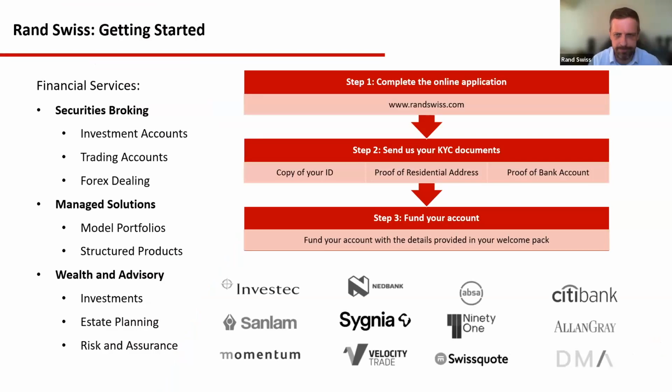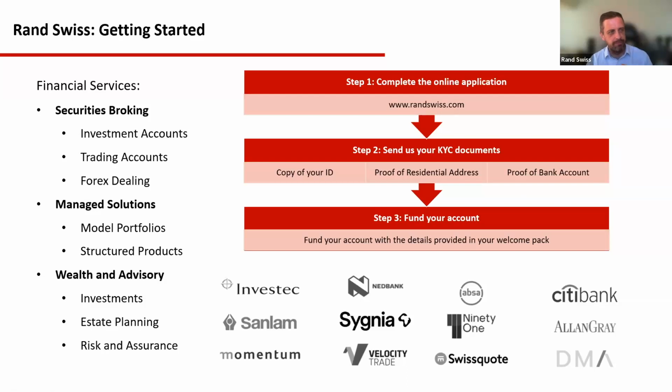Rand Swiss, exactly what do we do? Basically, at Rand Swiss we have three parts to our business. We have the securities broking. So this is, for instance, people with Velocity trading accounts, you will fall into this bracket, securities broking. Basically, there are two different platforms we use.